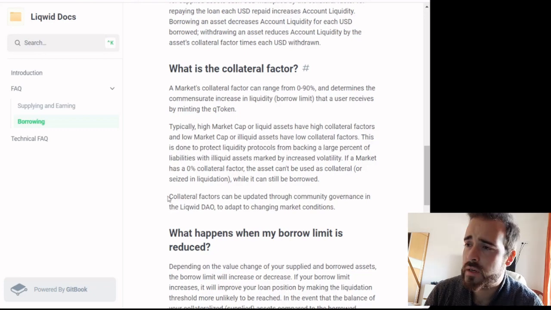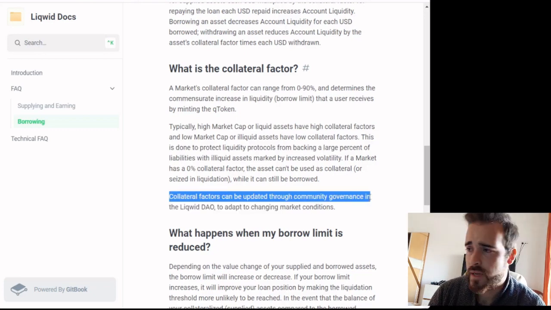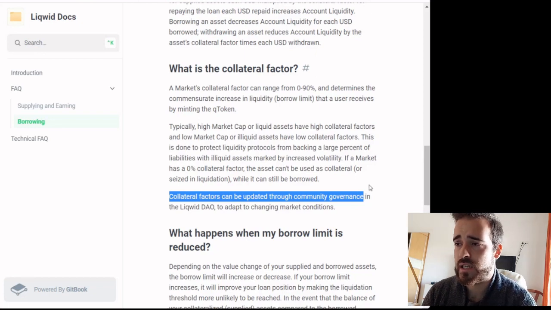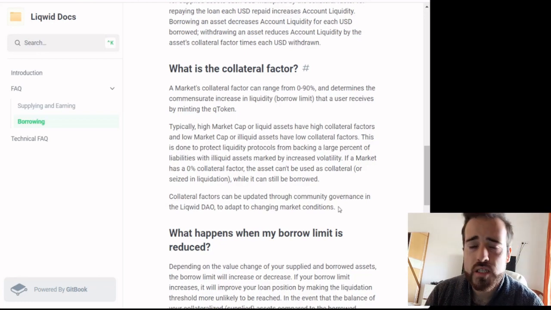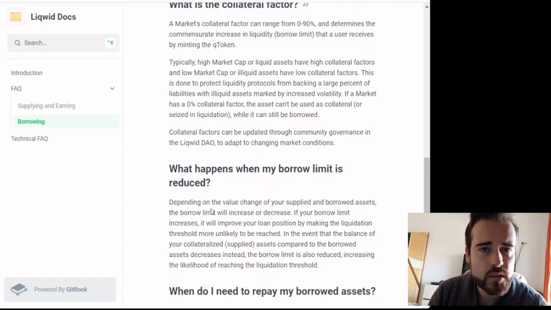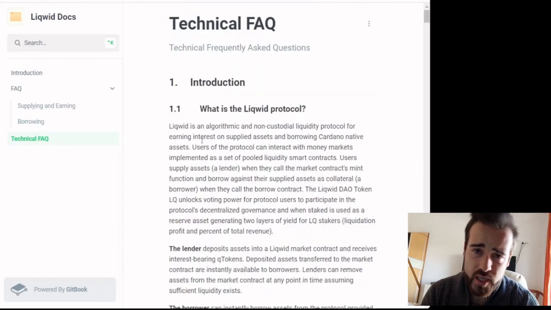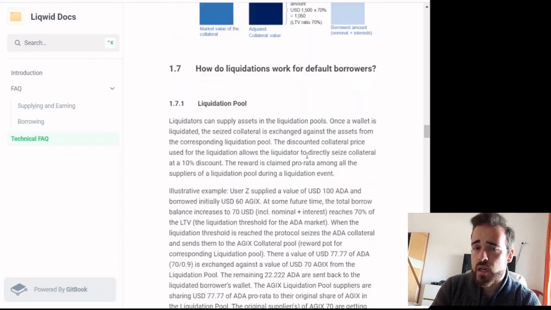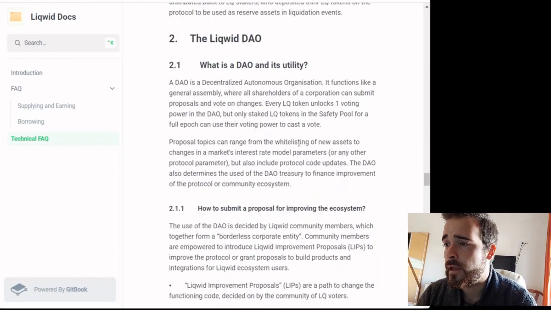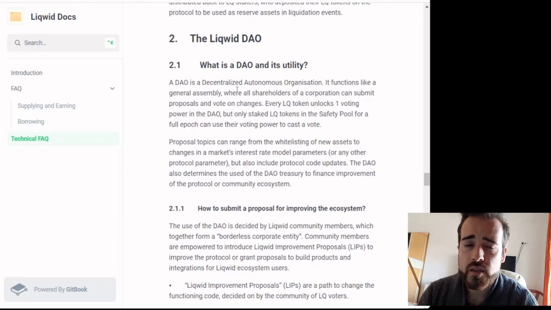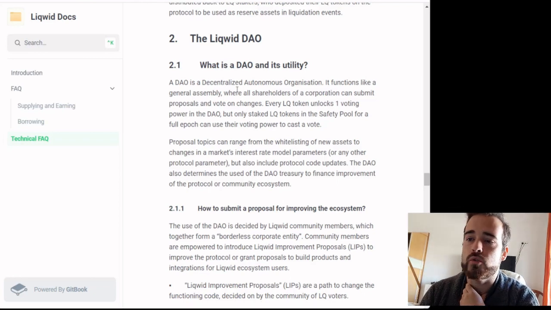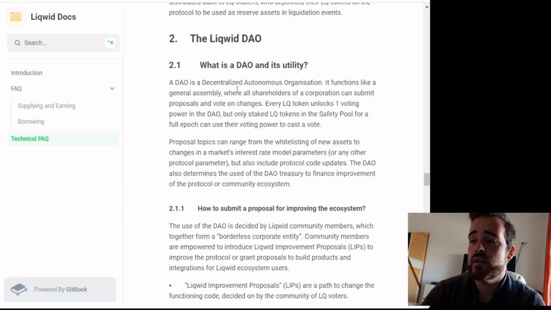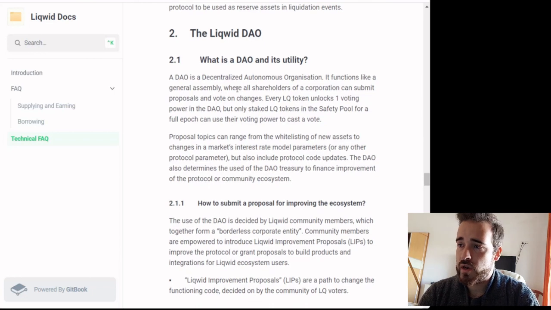One thing important about these collateral factors is that they are not updated automatically. They can only be updated through the community governance in the Liqwid DAO. One very important thing about Liqwid, as I told you before, is that they have the Liqwid DAO. Liqwid Protocol aims to be a decentralized autonomous organization where the users of the protocol define its future. To vote, participate, make proposals for this DAO, and even implement changes, you need to have the Liqwid token, LQ is the token, guys. And this is all done through Liqwid Improvement Proposals, also known as LIPs.